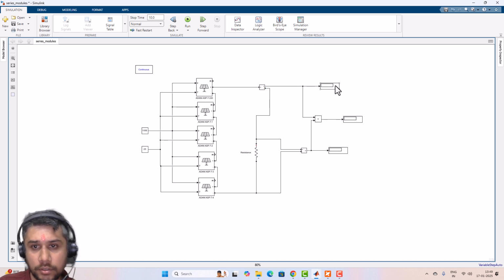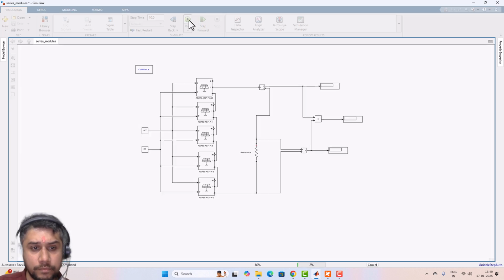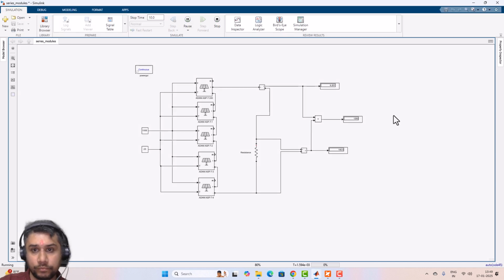Okay. So let me run this first. This is the value of current, power, and this is the value of voltage in series connection. You can check this. Current is 9.2 and voltage is 140.6 volts.